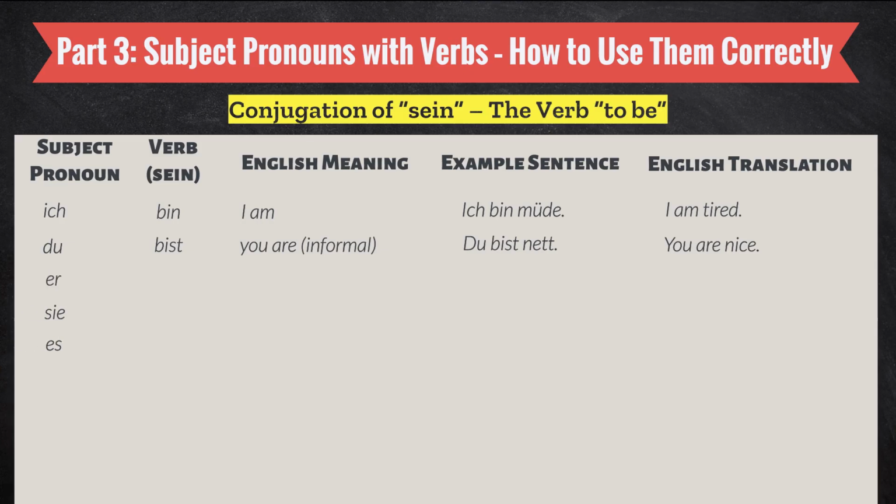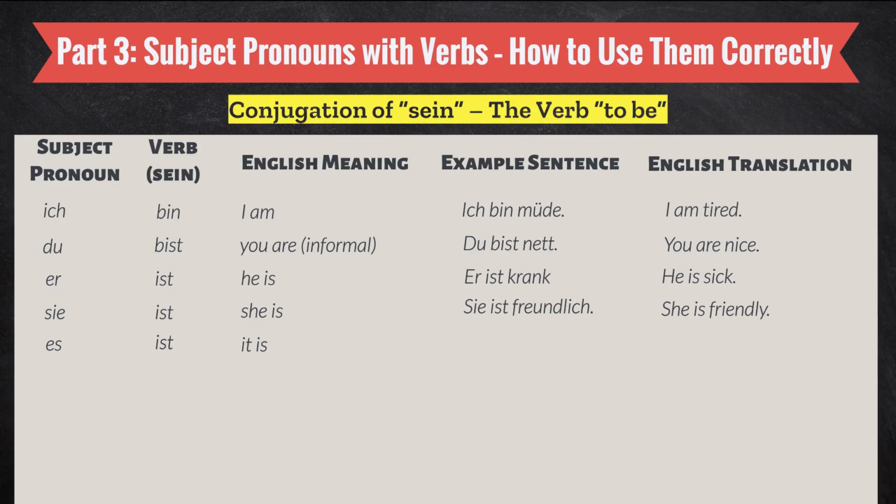Er, sie, es. Er means he. Sie means she. Es means it. With all three, we use the same verb. Ist. Examples. Er ist krank. He is sick. Sie ist freundlich. She is friendly. Es ist kalt. It is cold. That makes it easy to remember. For he, she, and it, the verb is always ist. It is like is in English.